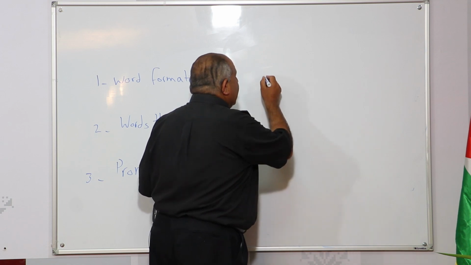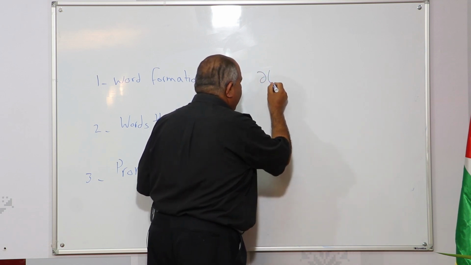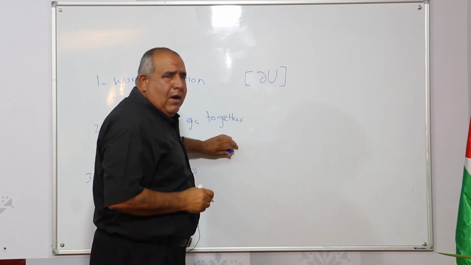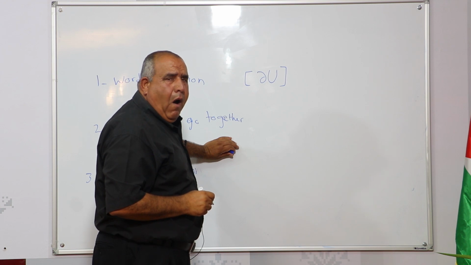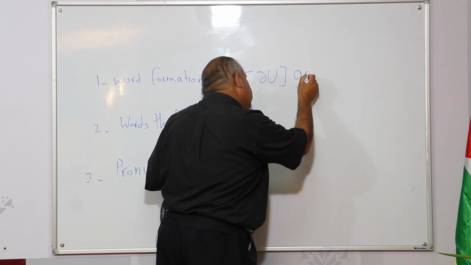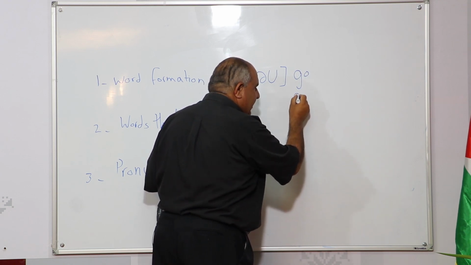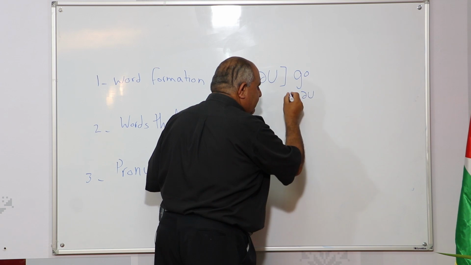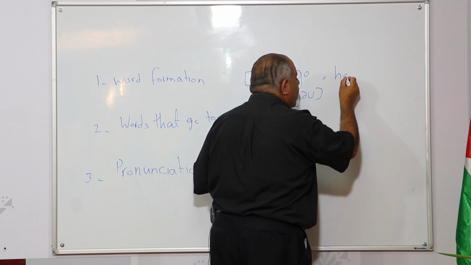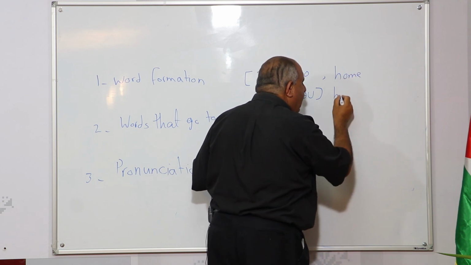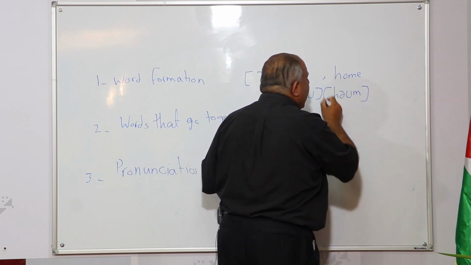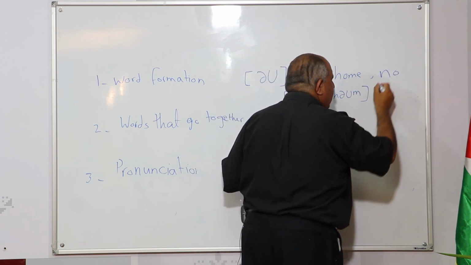In this class, I am going to give you some phonetic symbols, particularly this symbol, which is pronounced O. We find it in the word go. So we pronounce it like this, go. Now we find it in home, home. We find it in no.